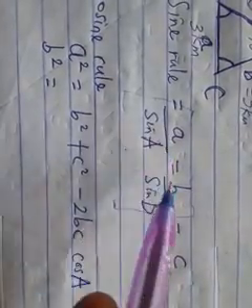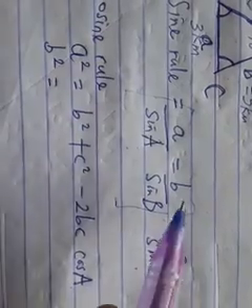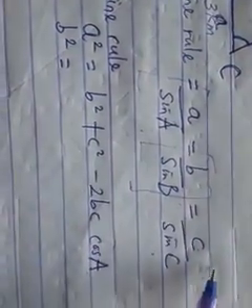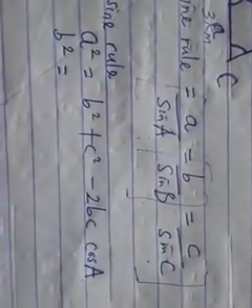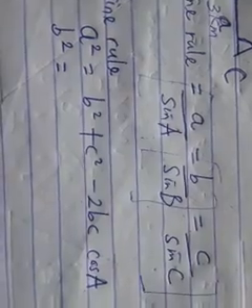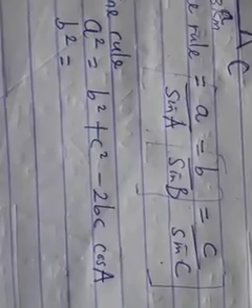Either you find a or you find b. Or you can use b over sine B equal to c over sine C. You pick 2. You can't use the 3 at once. You either choose 2 out of 3. I can choose a and c and ignore b, or I can choose b and c and ignore a. That is the formula for sine rule.